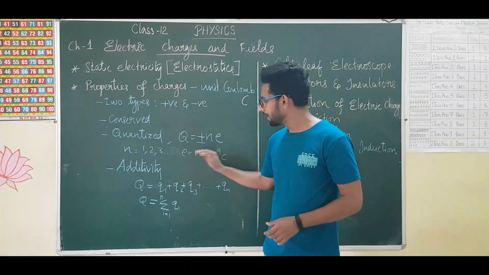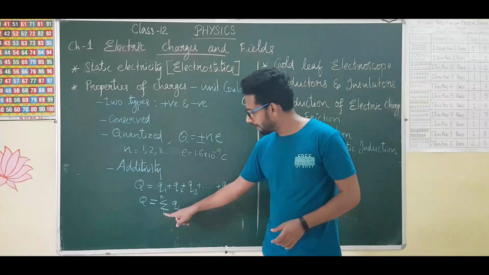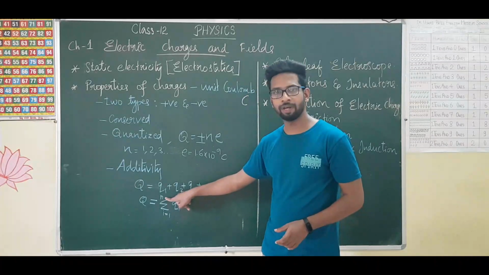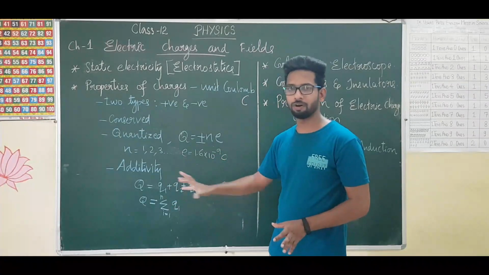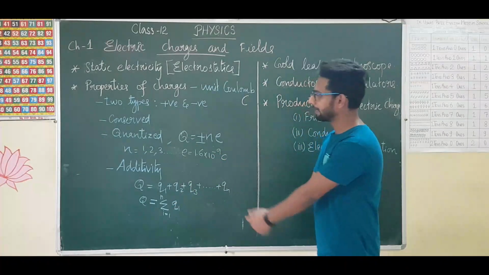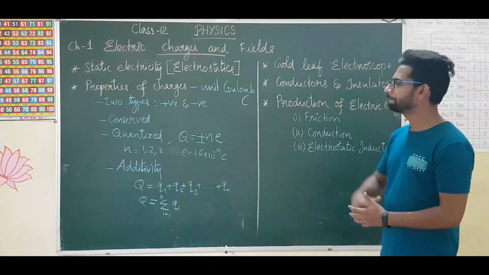For example, there are 10 charges. How do you write it? Sigma i equal to 1 to 10. Instead of n, you have to write 10. Okay, then put 1, 2, 3 and just add. Then you will get the total charge. So we have completed that topic. Now we can move to the next topic.